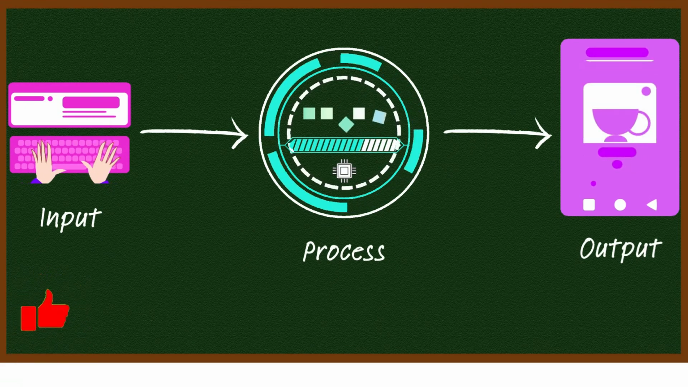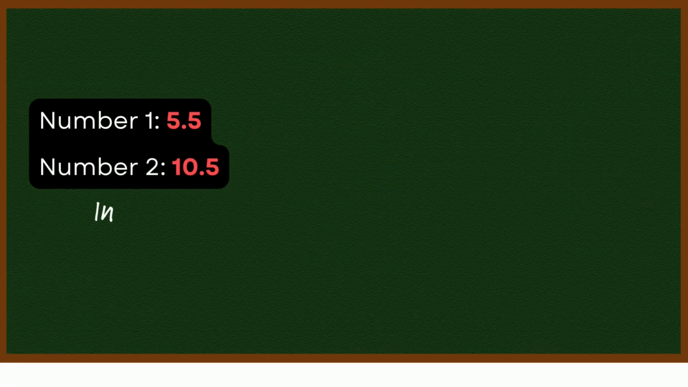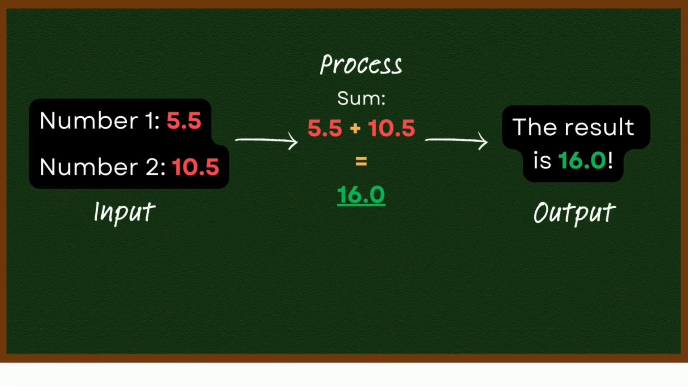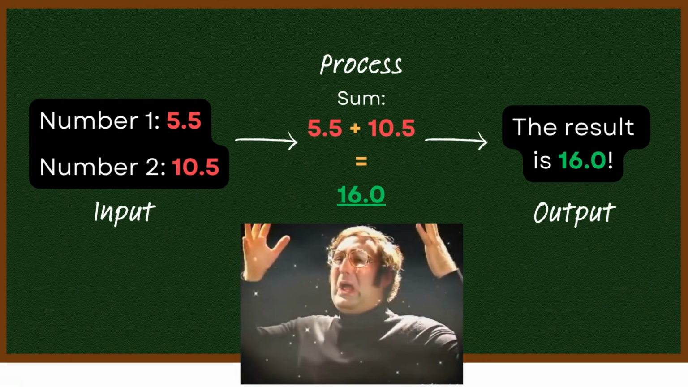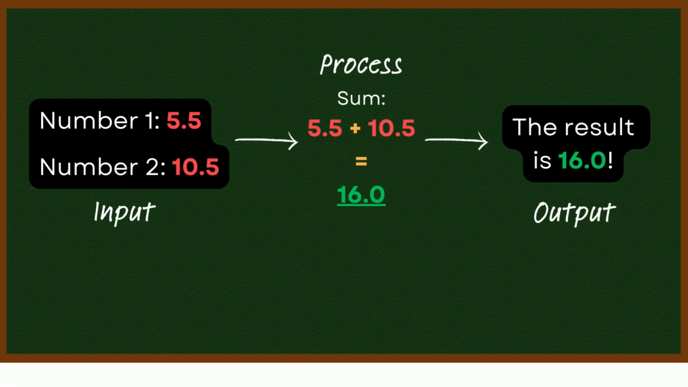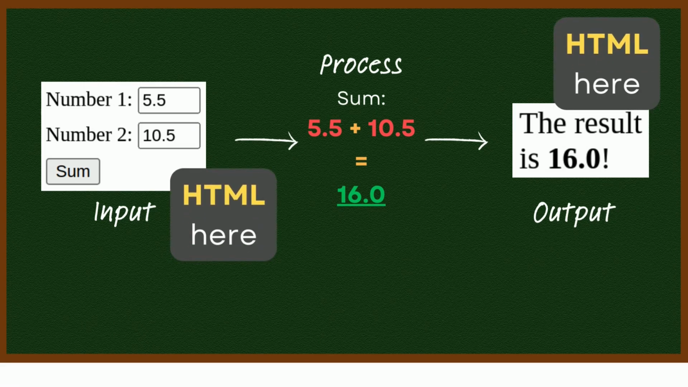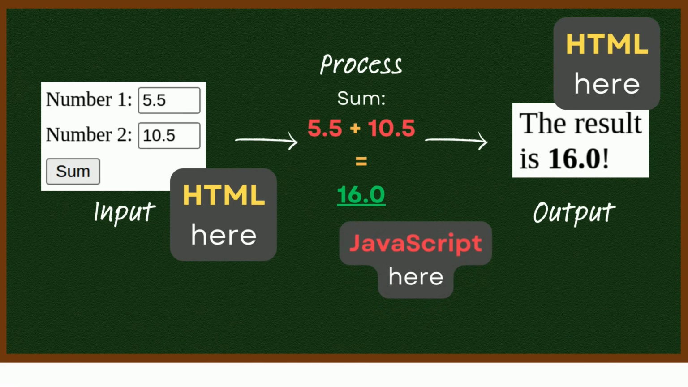Now, check out this concrete example. A program has a sum two numbers feature. The input is two numbers. In the processing, the sum is calculated. The output is a message with the result of the calculation. In our classes, the input and the output are going to be built in HTML. What about the processing, Yoshi? For that, you are going to use a programming language, JavaScript. In the upcoming classes, we are going to learn about JavaScript.